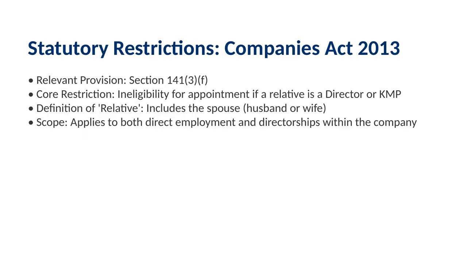Now, let's bring in the specific restriction from the Companies Act. According to Section 141(3)(f), a person is simply not eligible for appointment as an auditor if their relative is a director or is employed as a director or key managerial personnel in that company. And remember, the definition of a relative explicitly includes a husband and wife.